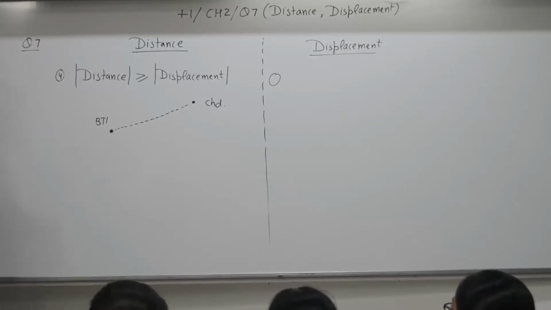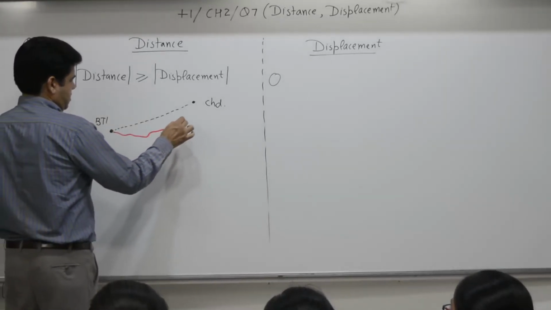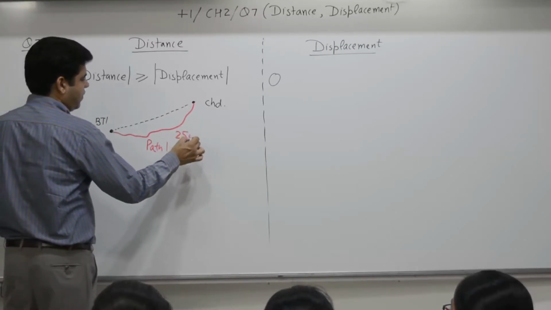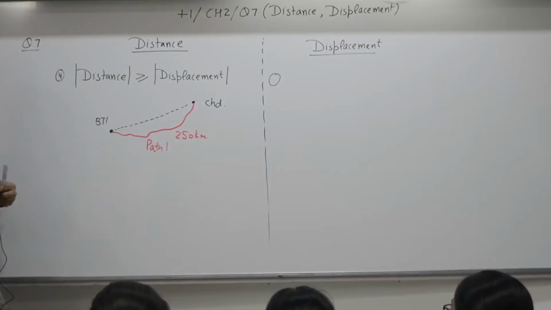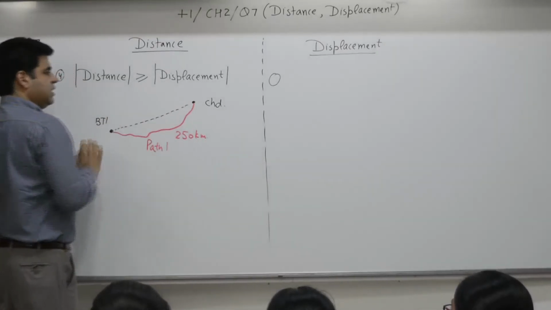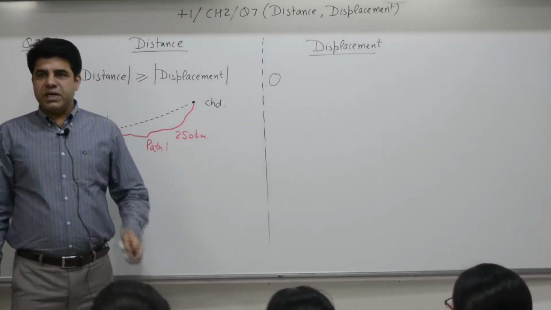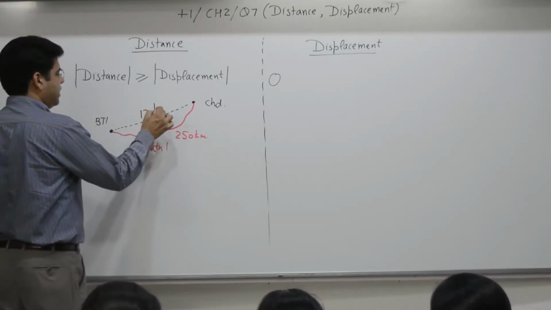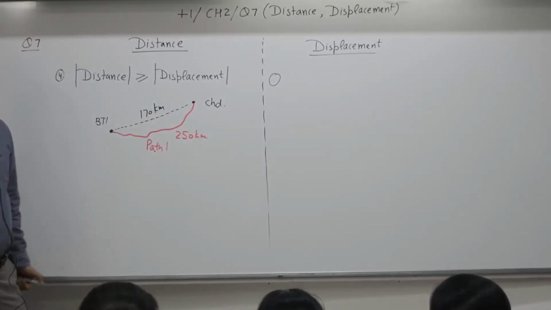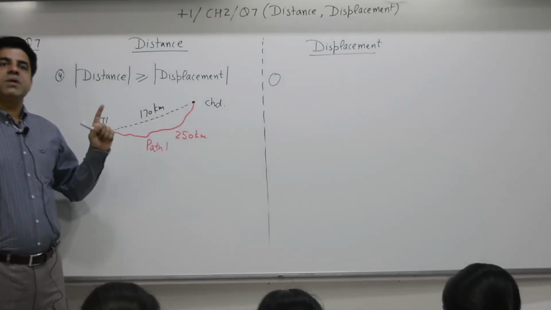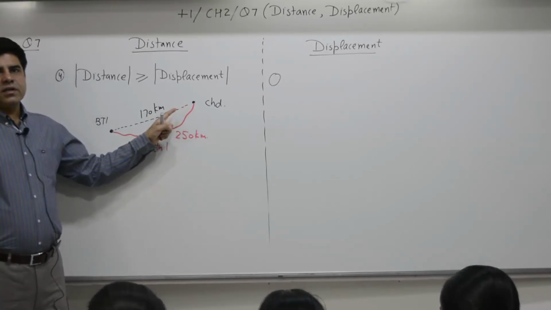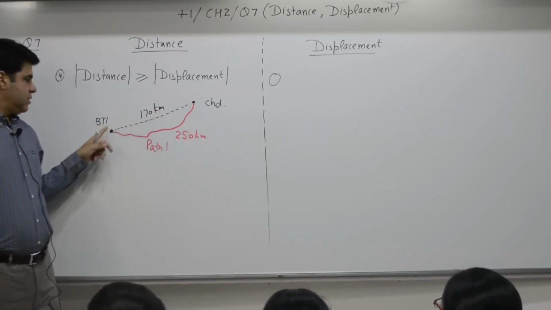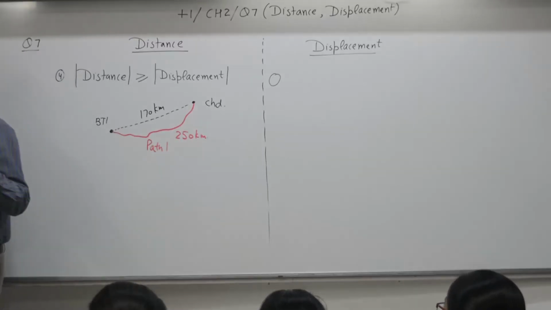At present, there is this route, path 1, and the distance is say 250 kilometers. In case in the days to come, if there is a straight road, then distance and displacement will become equal. But at present, what is the status? Distance covered is 250 kilometers and by air, the distance is approximately 170 kilometers. So if you travel by air, 170 displacement. If you travel by road, 250. So distance is generally greater than displacement, but under the best planning scheme, it can be equal also.